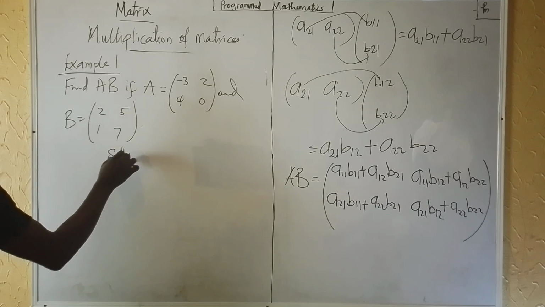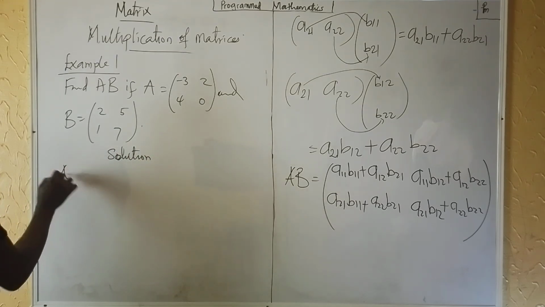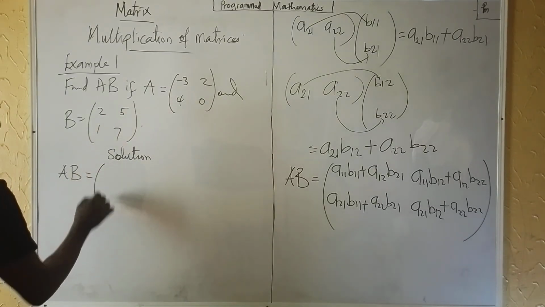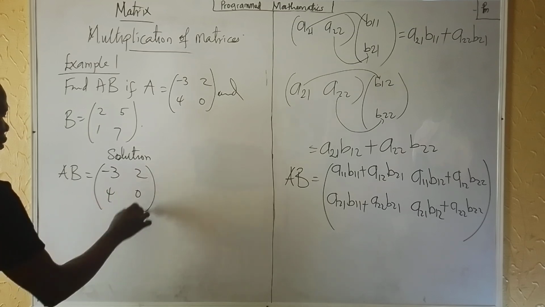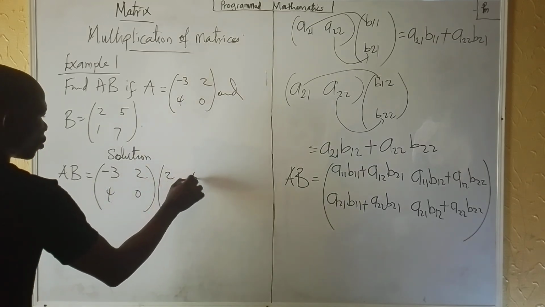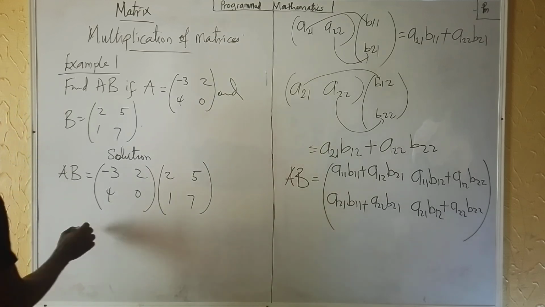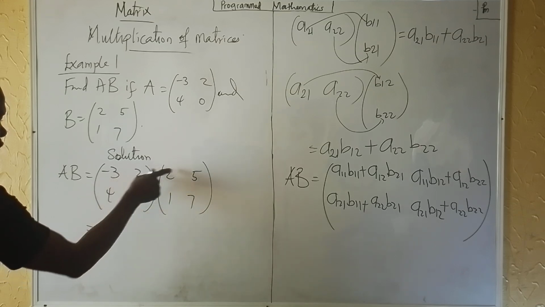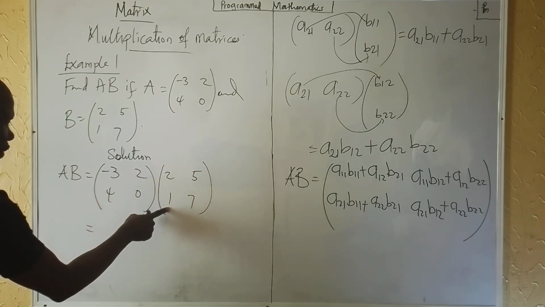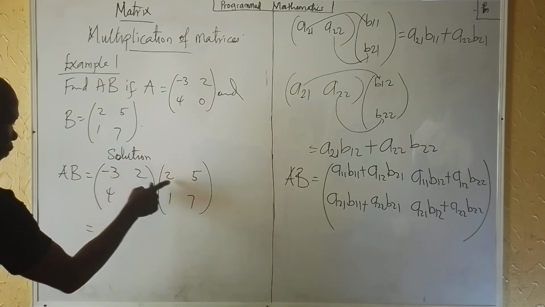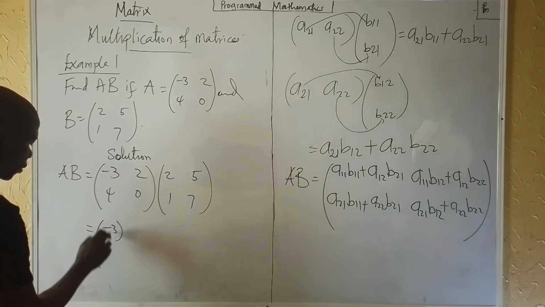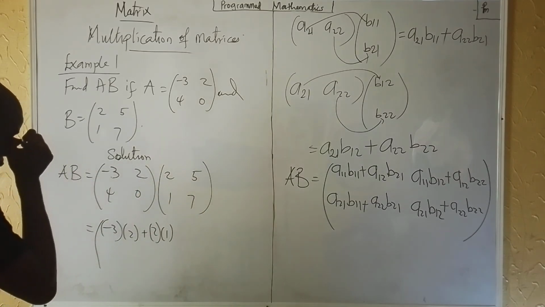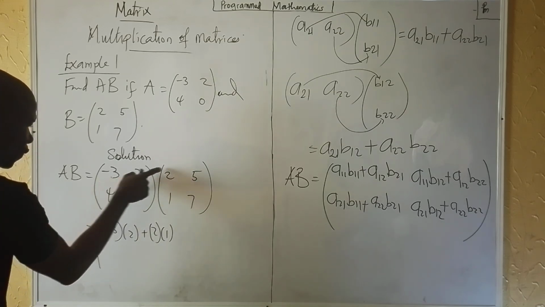So in the order of appearance here, let's look at the solution. A, B: A comes first, B comes next. And so matrix A, we have minus 3, 2, 4, 0, multiplied by matrix B, which is 2, 5, 1, 7. If you follow the order of multiplication here, the rows will multiply the columns. So minus 3 will multiply 2, 2 will multiply 1 for first row, first column. So minus 3 times 2 plus 2 times 1, then that's for first row, first column.